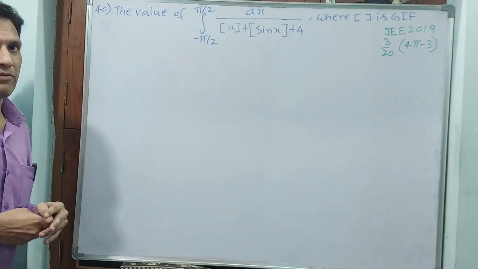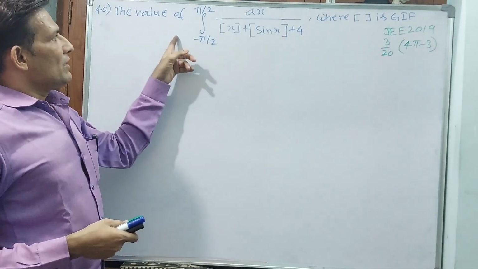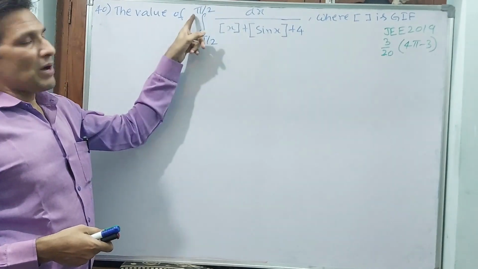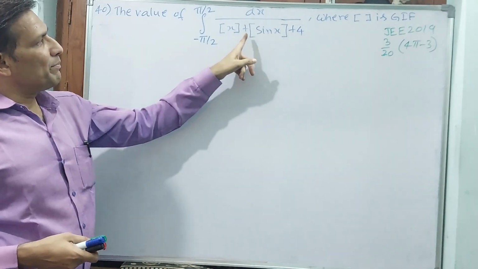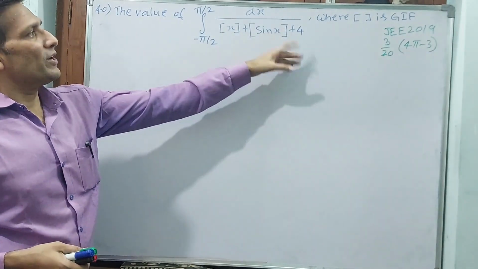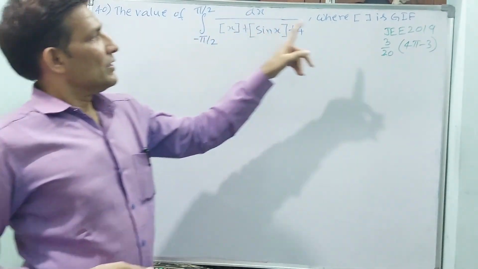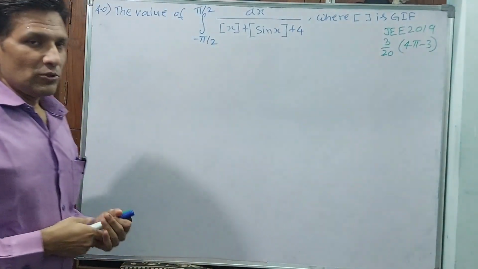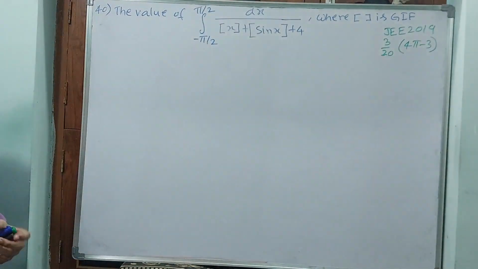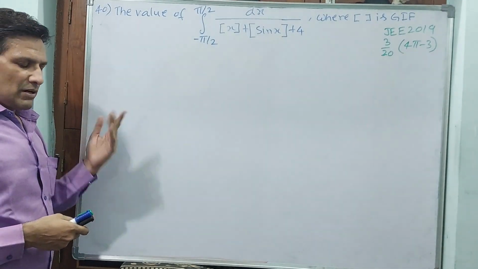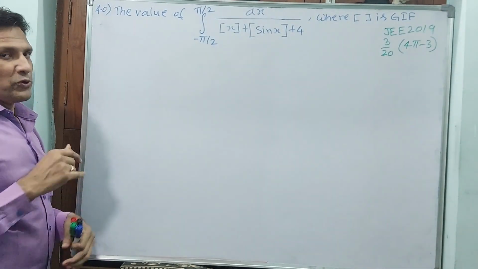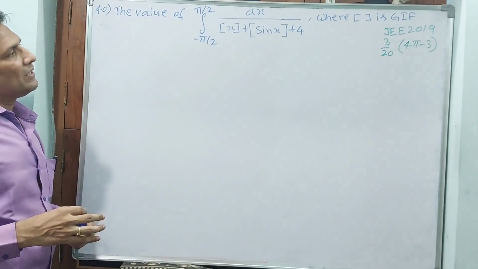Okay, see question number 14. The value of the integral from minus pi by 2 to pi by 2 of dx by greatest integer x plus greatest integer sin x plus 4 is equal to how much? This shows the greatest integer function, like they have told. Inside the integration, the greatest integer function, we will do this under the modulus. Why? Because we will get some experience.